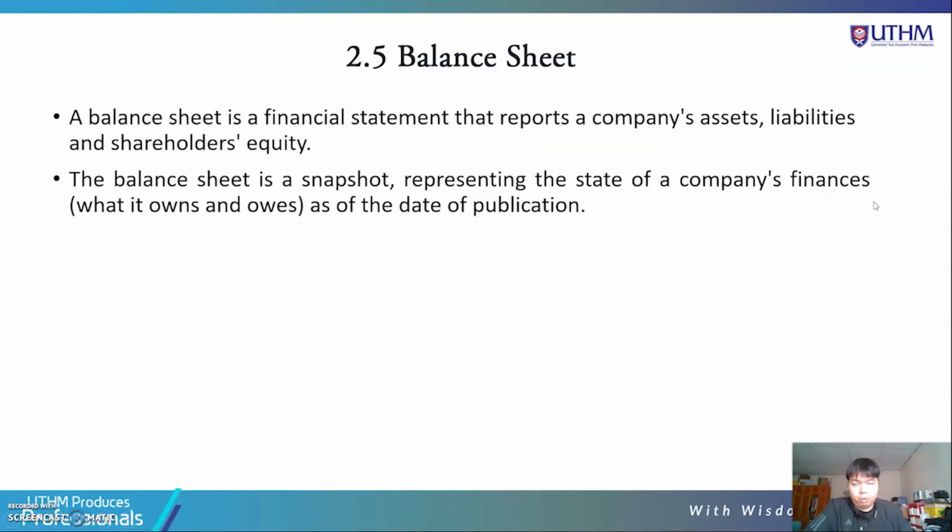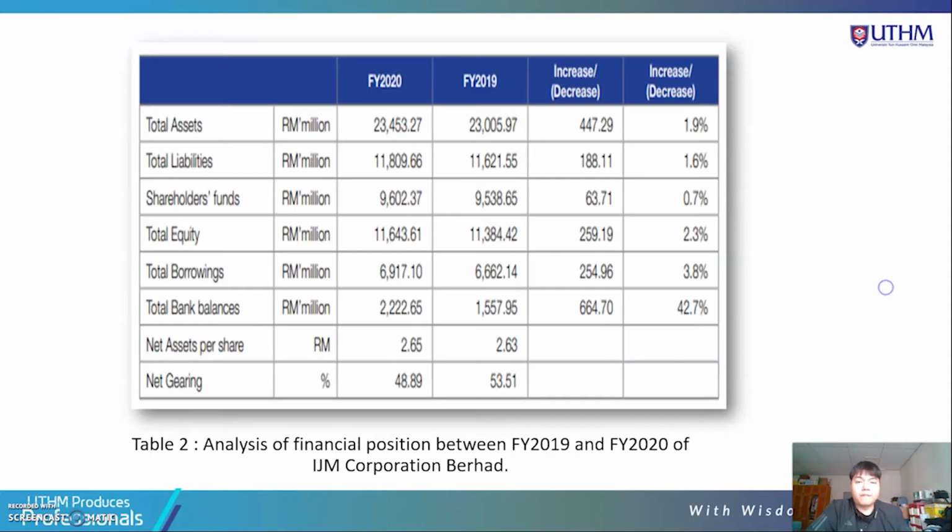So next, we'll go to the balance sheet. A balance sheet is a financial statement that reports a company's assets, liabilities, and shareholders' equity. The balance sheet is a snapshot representing the state of a company's finances as of the date of publication. The table shows the analysis of financial position between financial years 2019 and 2020 of IJM Corporation Berhad.